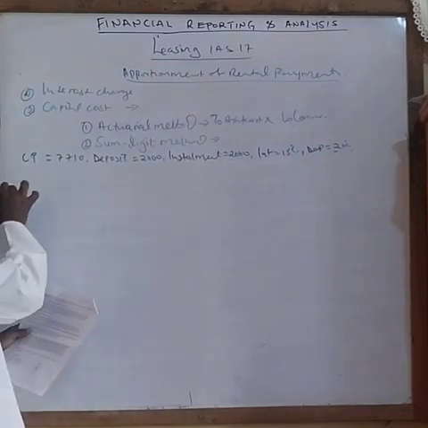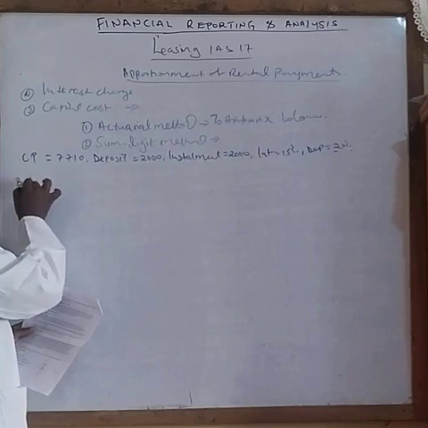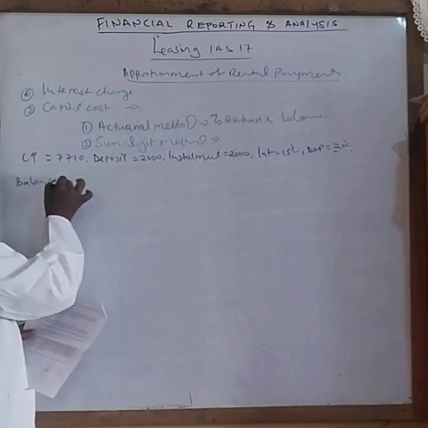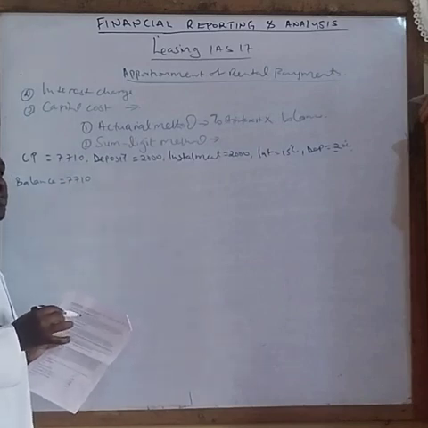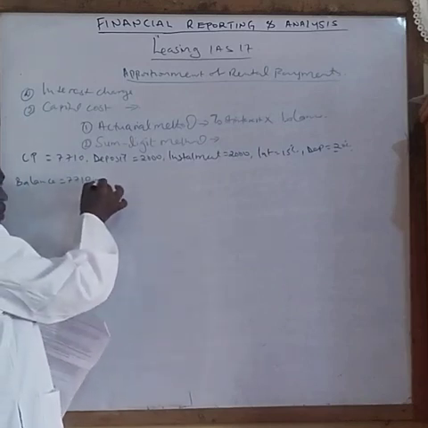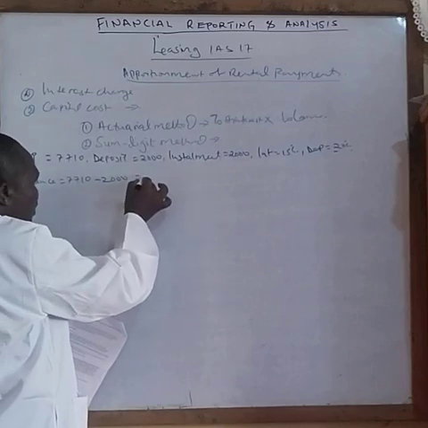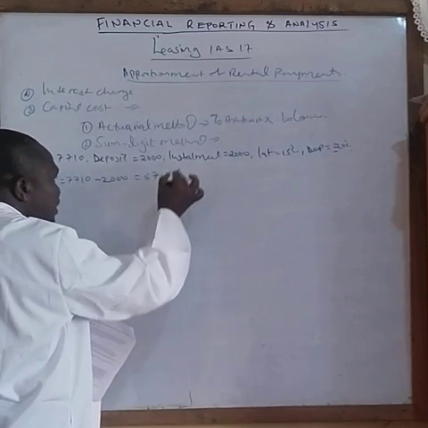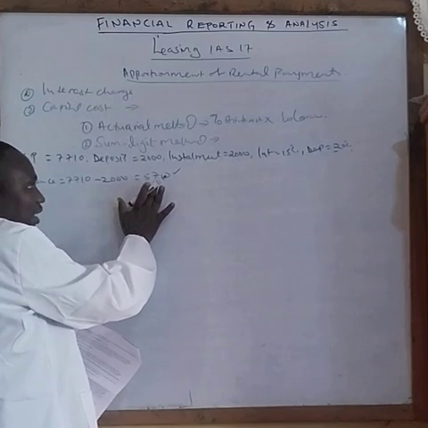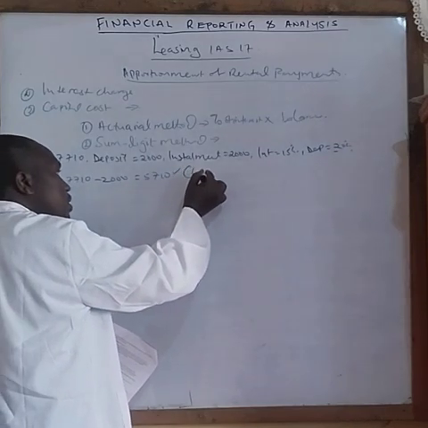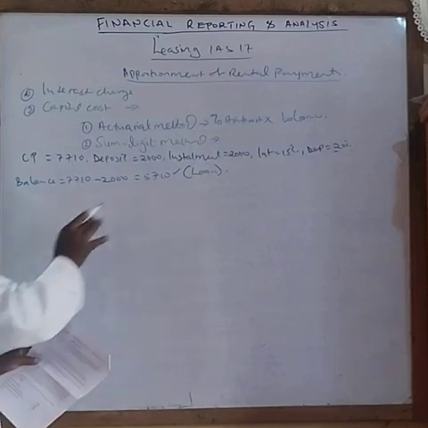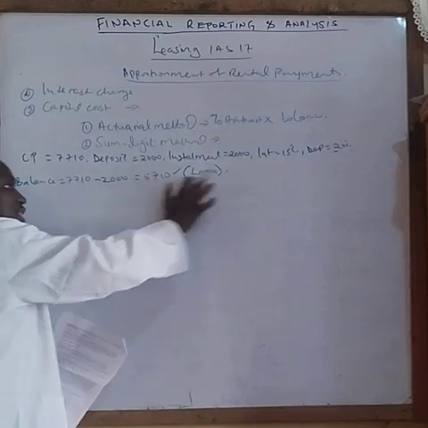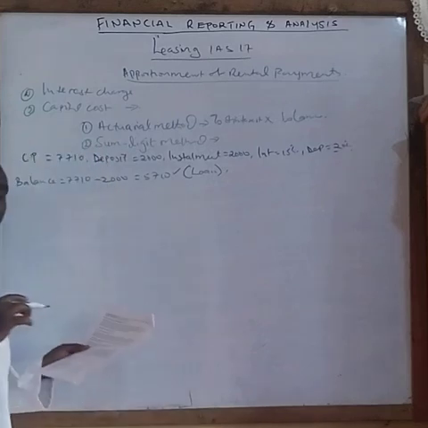Now, solution. We are using the actuarial method. Here we are saying balance. How do I get the balance? The cash price is 7,710. I have to pay 2,000 immediately, so you subtract 2,000. Your answer is 5,710. This is now the balance. This balance in the lease is treated as a loan, and it is the one that will attract interest at the rate of 15%.